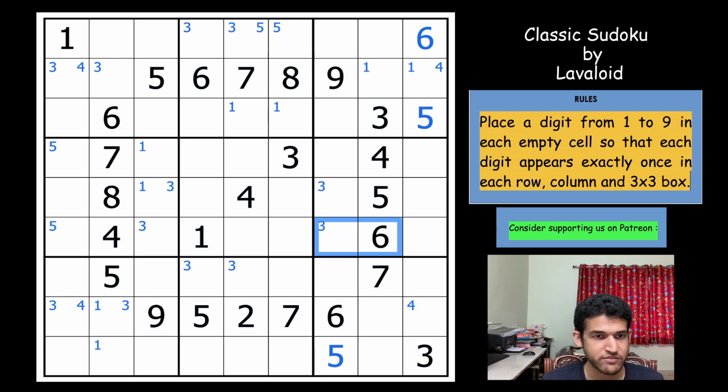6 in box 5 has only 2 options. It has to be in these two cells. Okay, lots of options in this box, and even this box there are too many options. Let's go to 7's now. 7 in row 7 and row 8, so that gives a 7 in these two cells.